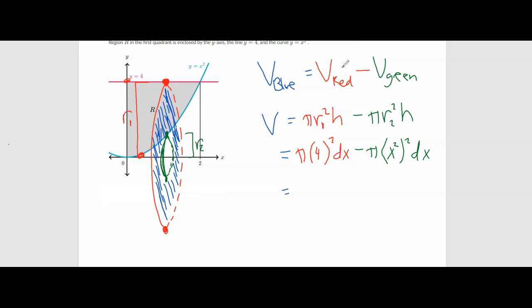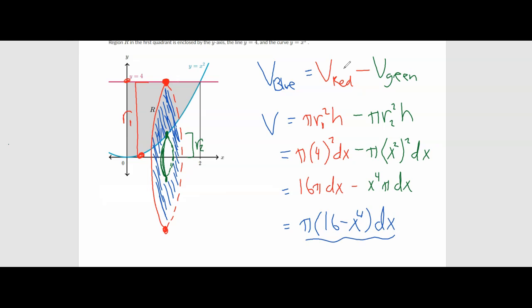So again, if I do some simplifying here, I end up getting 16 pi dx minus x to the 4th pi dx. And if I simplify one more time, or rather I can factor out my pi from both, I get pi times the quantity 16 minus x to the 4th. And I can actually factor out the dx as well. So this represents the volume of just one of those. Again, in this case, it's not a disc, it's a washer, because there's been something cut out from the center.